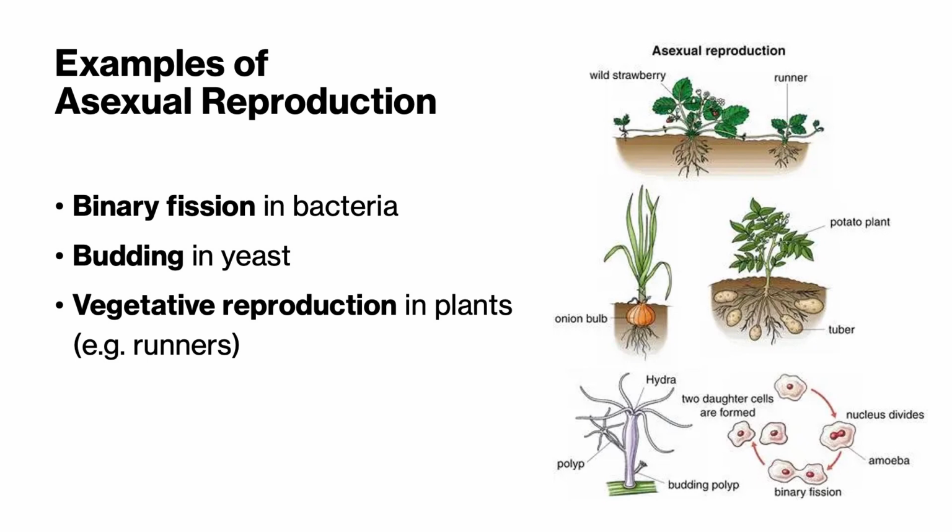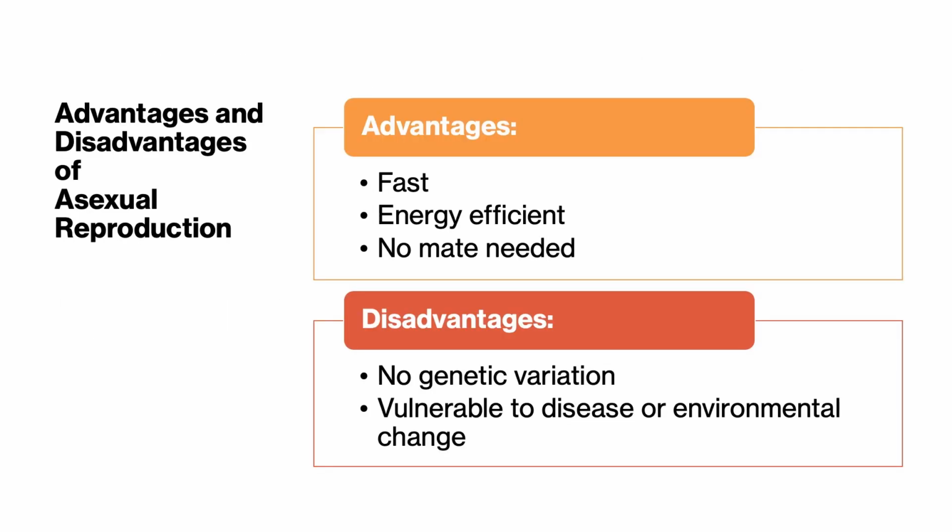The advantage of asexual reproduction is that it is fast and energy efficient. Organisms do not need to find a mate, and large numbers of offspring can be produced quickly. This is especially useful in stable environments where conditions do not change. However, the disadvantage is the lack of genetic variation.